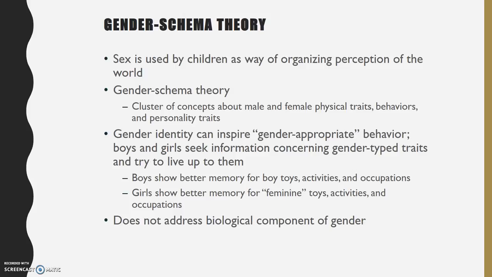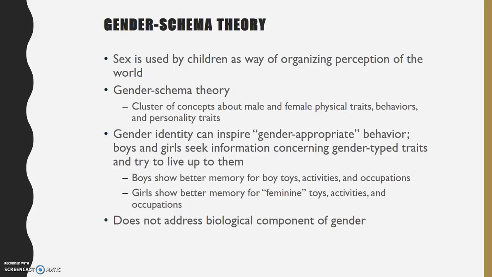Lastly, gender schema theory. This is the idea that children use gender as one way of organizing information about the world. Leaper again was one who looked at this, and also Martin and Ruble. Gender schema is just the idea that we have concepts about being male and female, what it means to be male and female physically, psychologically, in terms of personality, and in terms of our behavior. And once we come to understand ourselves as male or female, then we tend to seek out information about what that looks like, traits, behaviors, personality traits, physical traits, and then we seek to live up to that.